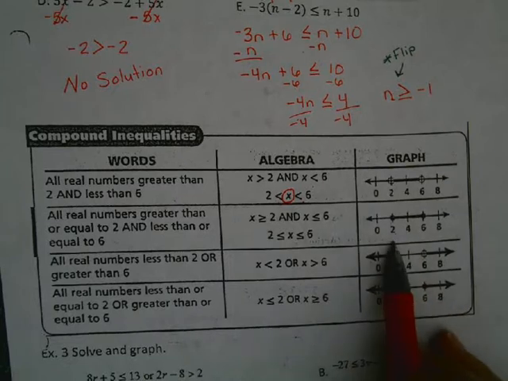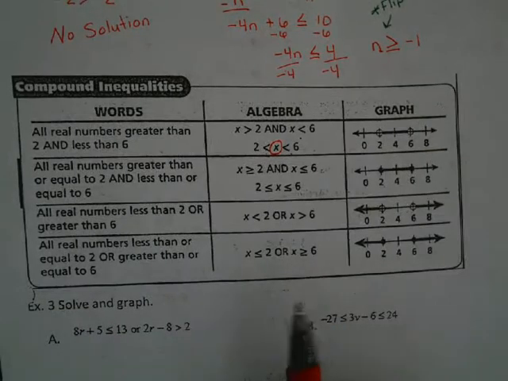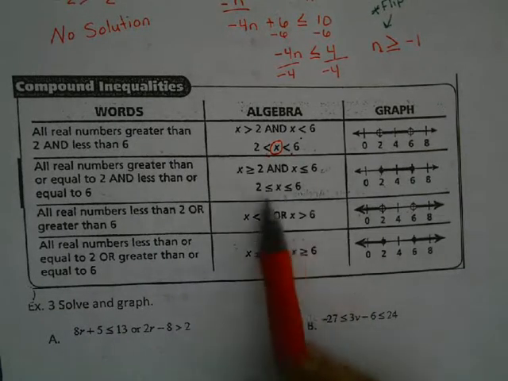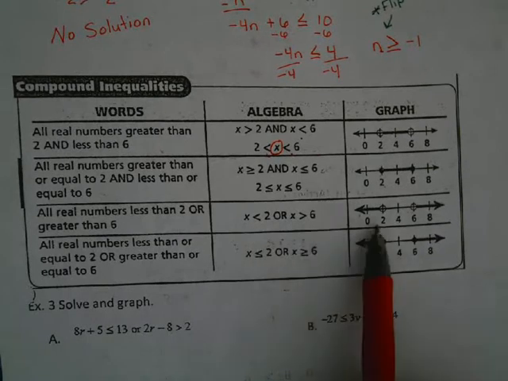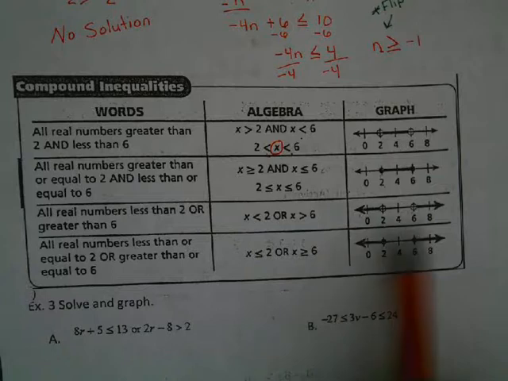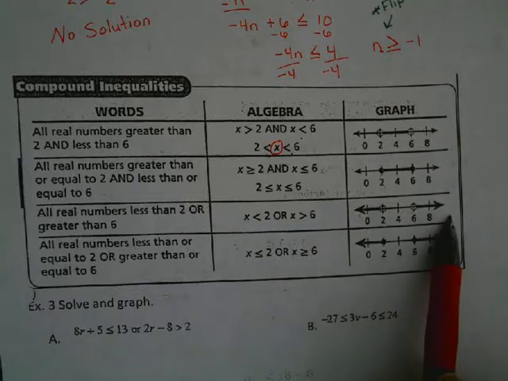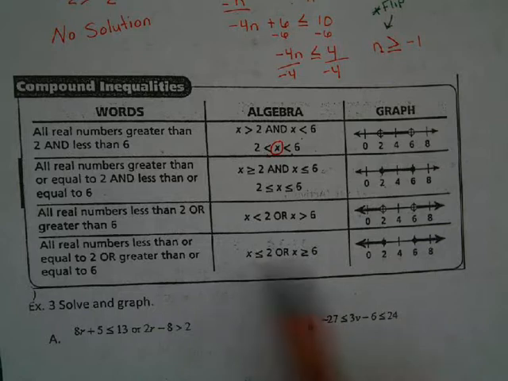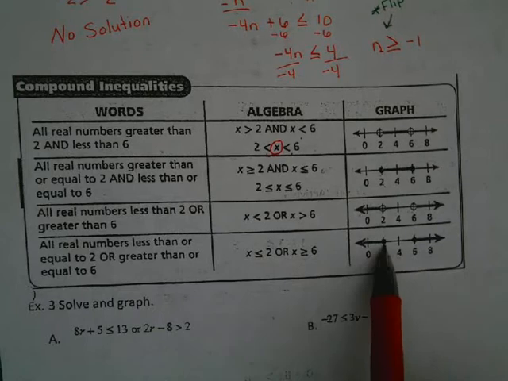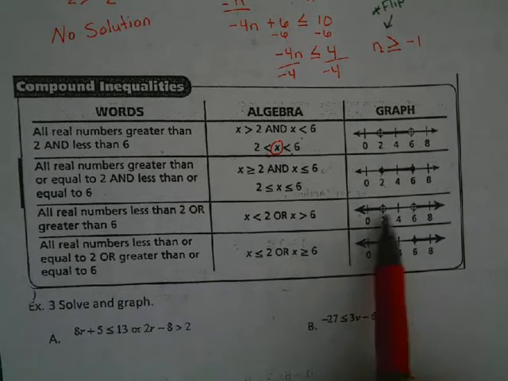An OR problem typically looks like it goes in one direction or it goes in the other direction. So x is less than 2 here, or x is greater than 6 there. The difference between these two is that this one has the line under it, so those are equal to, whereas this one doesn't have the line under it, so those are the open circles.